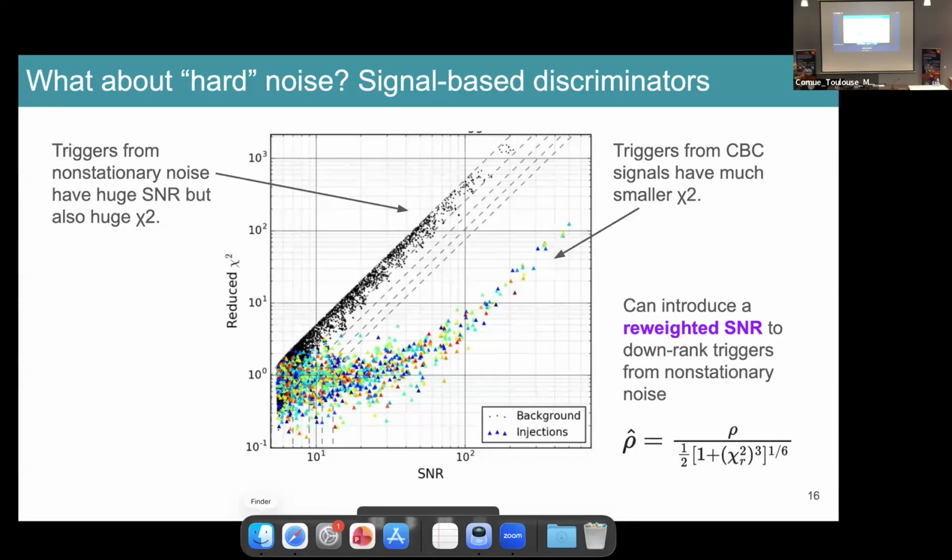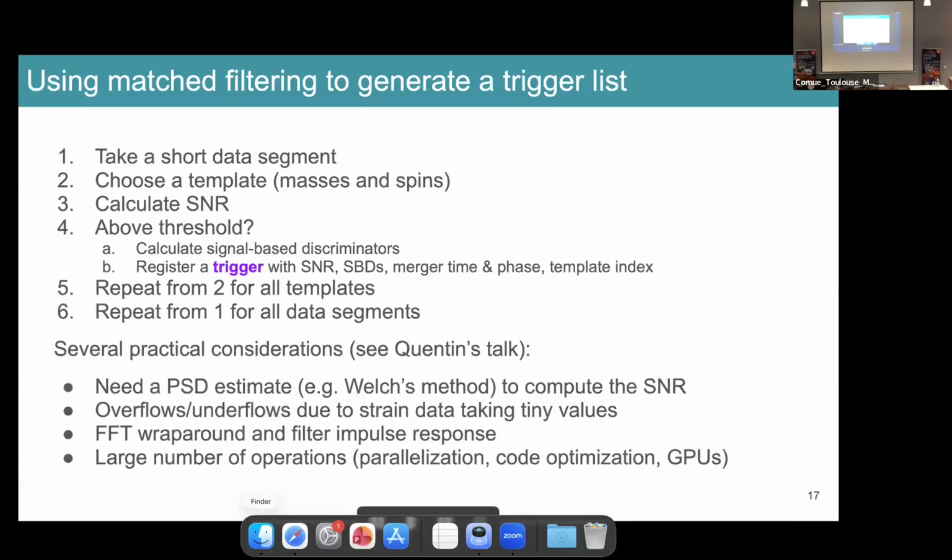So then we can invent some other quantity, which we can call, for example, a reweighted SNR, which downranks essentially the triggers from non-stationary noise, which is a function of the SNR and this chi-square value. And these dashed lines here, they are lines of constant reweighted SNR. So you can see that it kind of follows the separation between these two distributions. Okay, very nice. So it looks like we are done, and we can sort of design a little algorithm that should be able to give us some detections.